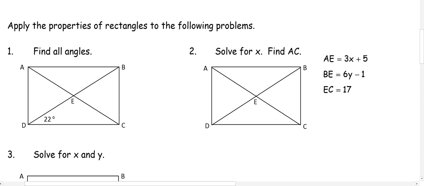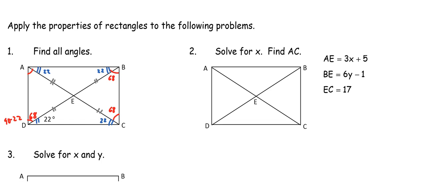In the first one, find all the angles of our rectangle. Remember in a rectangle that every corner is 90 degrees. So if this is 22 degrees, 90 minus 22 will get us the other angle at D, which would be 68 degrees. Now remember that diagonals are bisected into four congruent parts, which makes our isosceles triangles. In isosceles triangles, we have congruent base angles, which means the triangles on the left and right all have base angles that are 68 degrees, and the triangles on the top and bottom all have base angles that are 22 degrees.